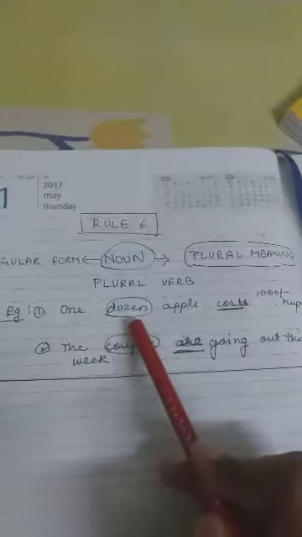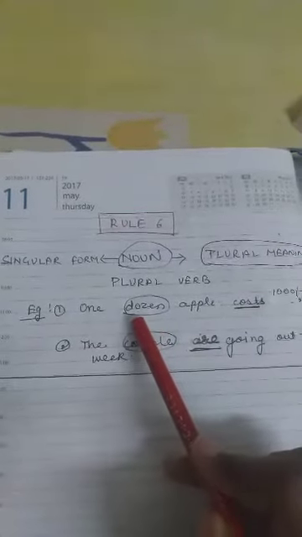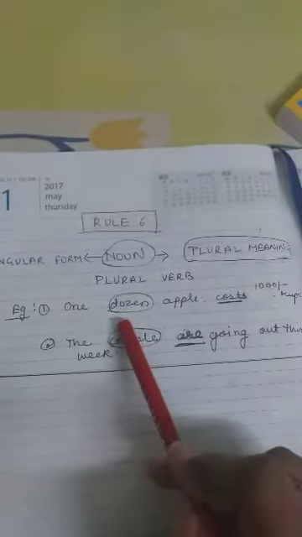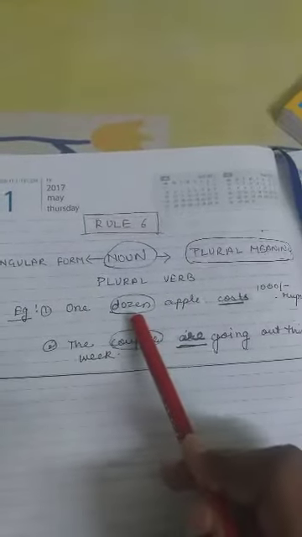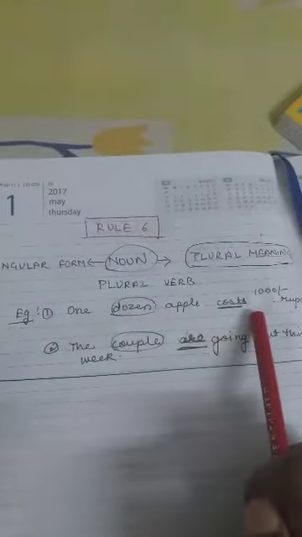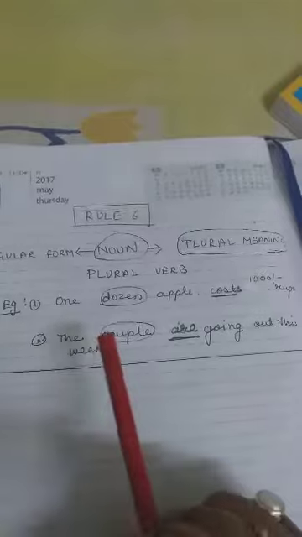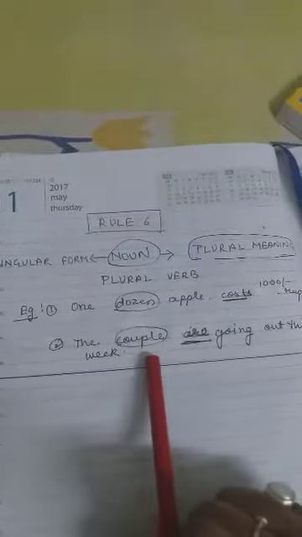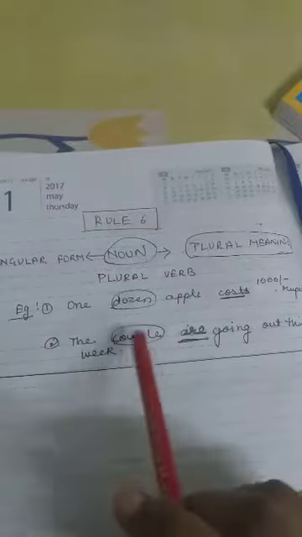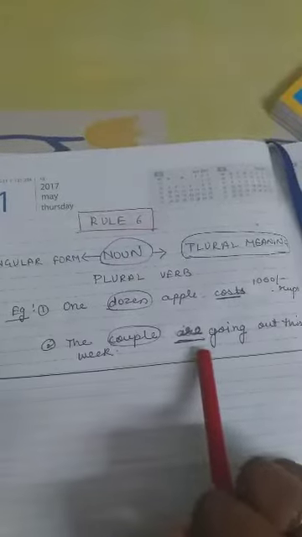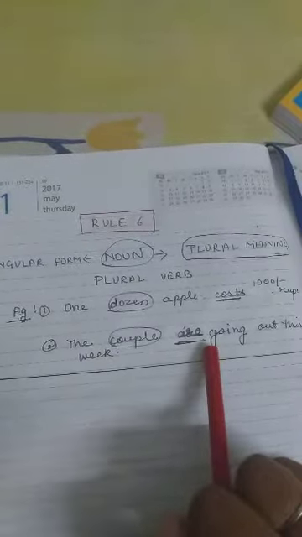Now dozen, this is in which form? Singular form. It is written 1 dozen, so singular form, but dozen means plural, it means 12, isn't it? That is why we have used the plural verb, cost. Okay, let's see one more. The couple are going out this week. Now couple is in singular form, but we know that couple means two people. It gives you a plural meaning, so the verb used here is in plural form, that is are. Okay, clear? These were the 6 rules.